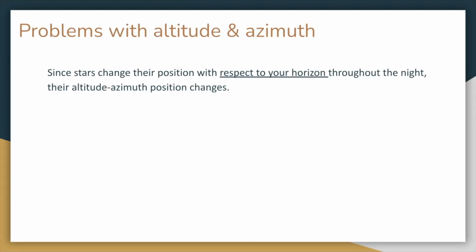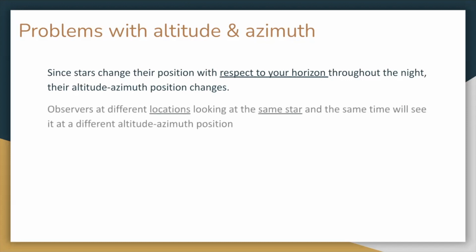Like we said, things like the NCP and Polaris, well, their altitude is going to be dependent on your latitude. Which, like I said, is going to mean observers in different locations who are looking at the same star, even at the same time, will have a different altitude azimuth position.